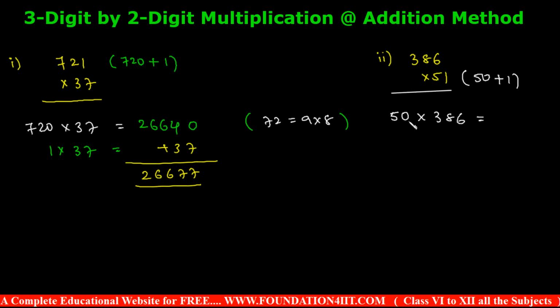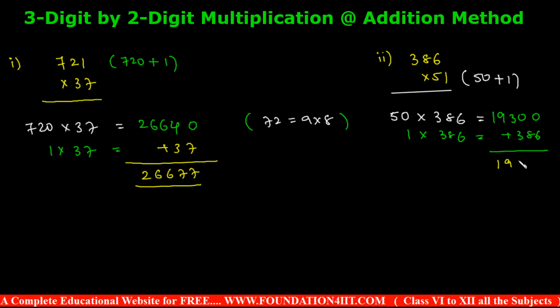So 50 into 386, but do not consider the 0 in 50, just 5. 5 into 386 you multiply. You already know a 3-digit number with a single digit: 5 into 386, 300 plus 80 plus 6. Same concept you apply, 1930 and another 0. Next, the 1 into 386 is the same as it is, 386. So you can add these, then that is the product for this number.